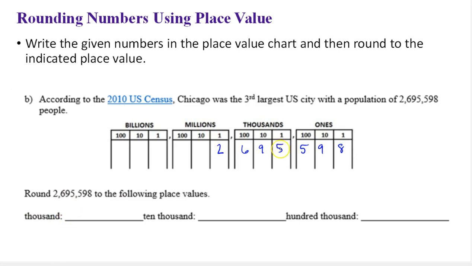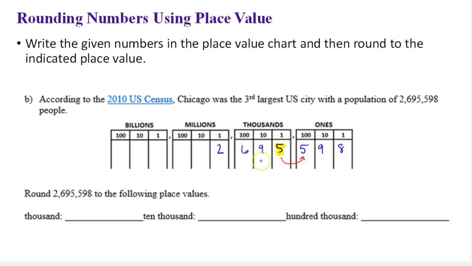So here is the thousands place. It's a 5. Now I look at the digit to the right. Well, the digit to the right is also a 5, okay? But this 5 tells me that I need to round up. So rounding up, again, means I add 1 to this thousands place. So I'm going to make this a 6, and I change these to zeros.